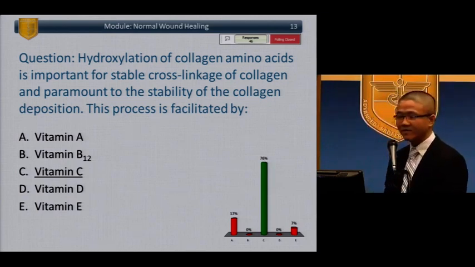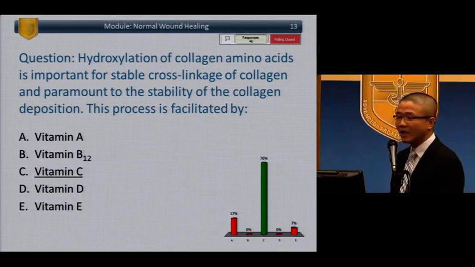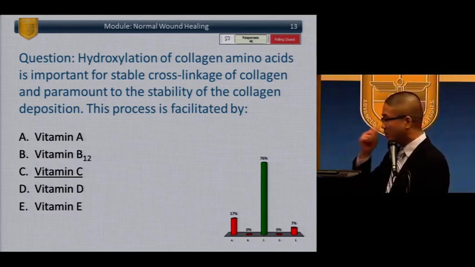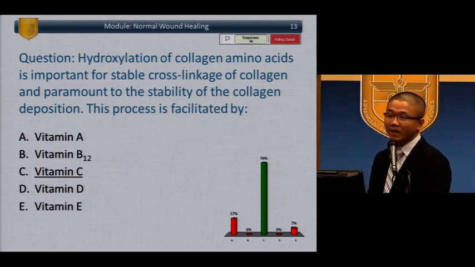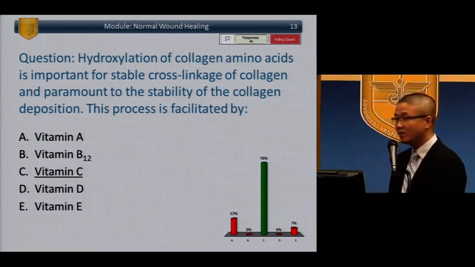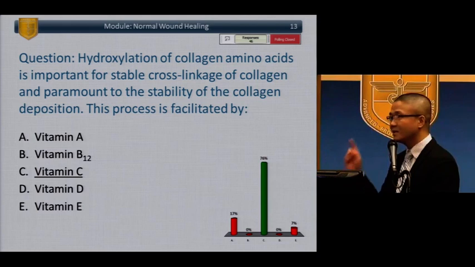All right, so 3/4 of you chose vitamin C. This is scurvy, isn't it? This is the sailors that were on the waters for months and months without any oranges, I guess, no vitamin C. And they developed easy bruising, all the things that you associate with poor wound healing, right? And so vitamin C is incredibly important for the stabilization of the cross-linkage of the collagens, not the deposition of the collagens.